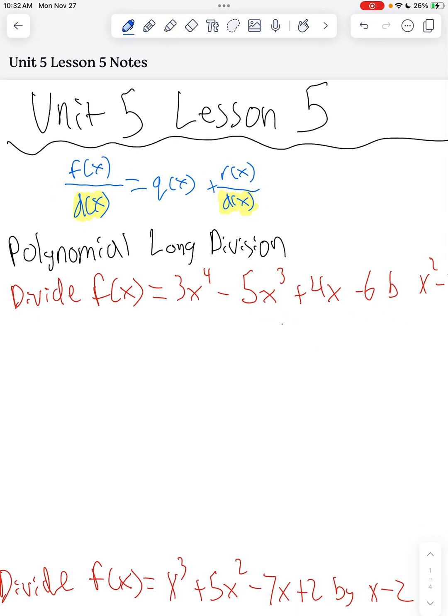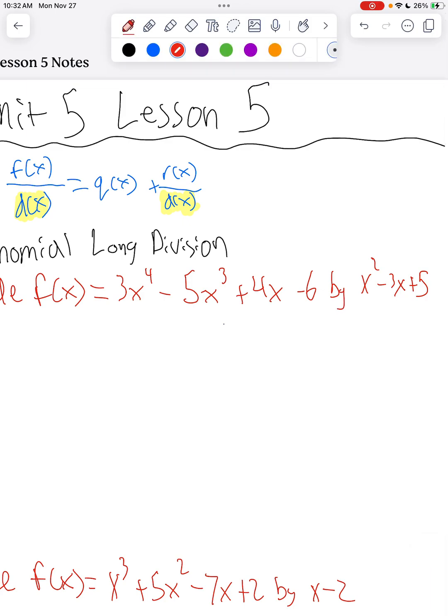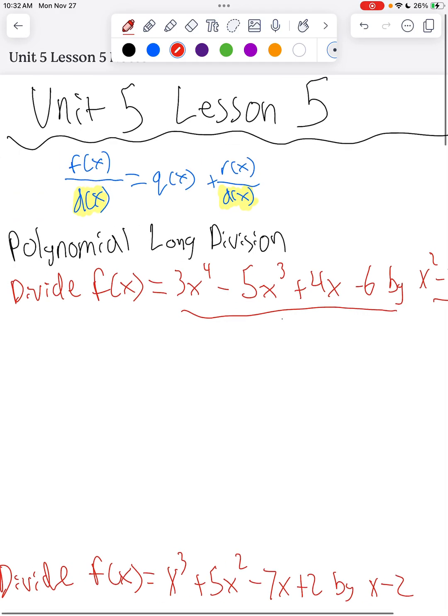We set up these problems like long division, just like if you think back to when you were dividing numbers by long division. Now we're doing polynomials, so it works the same. So again, this is my main function, and this is what I'm dividing it by. We're going to set it up.